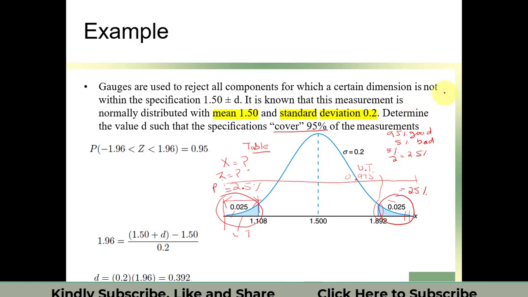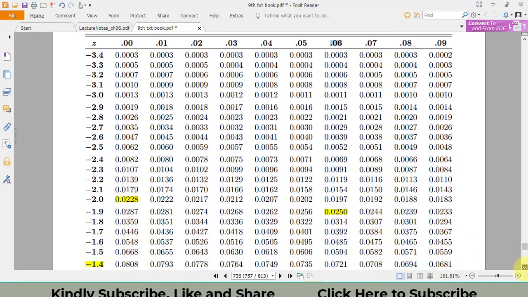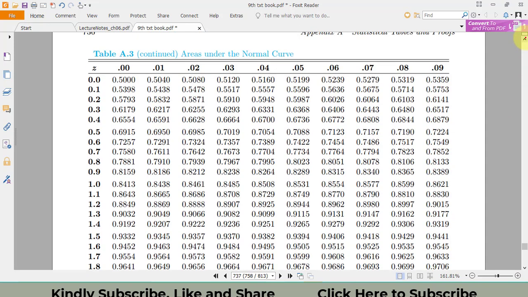So let's go to the tables in order to find the Z values. My first value is 0.025. This one value, I'm going to highlight it, and the value of Z associated with this is minus 1.96: minus 1.9 on the vertical axis and 0.06 on the horizontal axis. We got minus 1.96, and for the second value, 0.975, I will use this table.